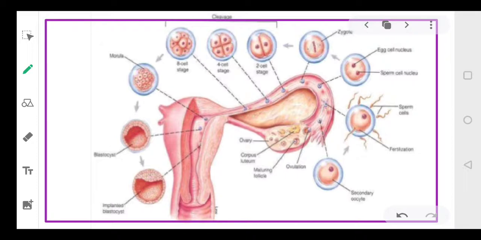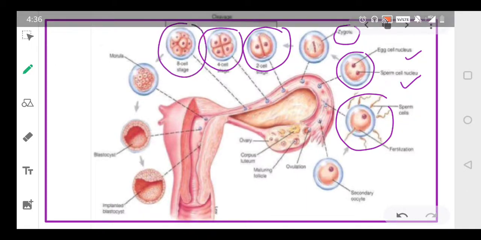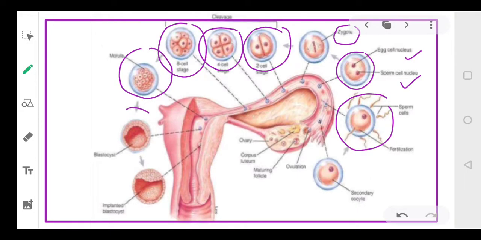Now these are the following events which occur. Once the sperm has fertilized, inside the cytoplasm you can see the egg nucleus and also the sperm nucleus. Both nuclei will fuse to form a zygote, and that will further divide to form a 2-cell stage, then a 4-cell stage, then an 8-cell stage, then a 16-cell stage, then a 32-cell stage, and will finally form the blastocyst. And this blastocyst will be implanted into the uterus. So, the implantation that happens in your uterus, okay, is that of the blastocyst.